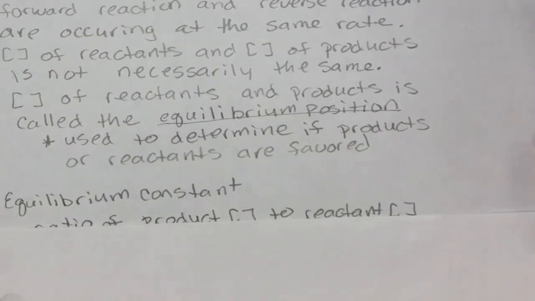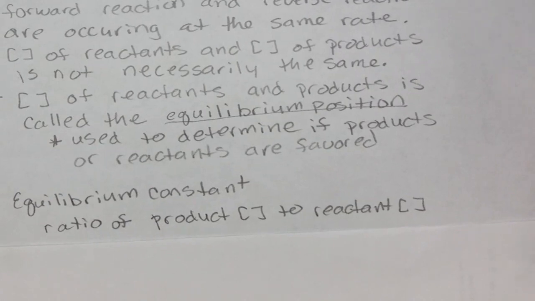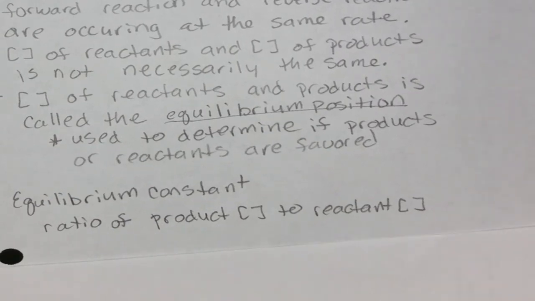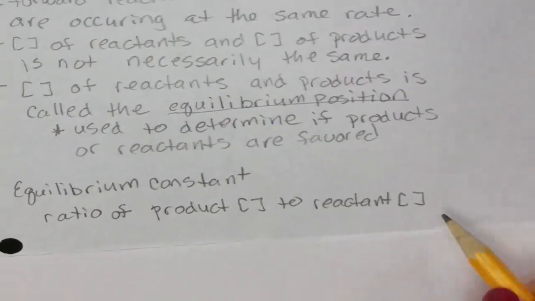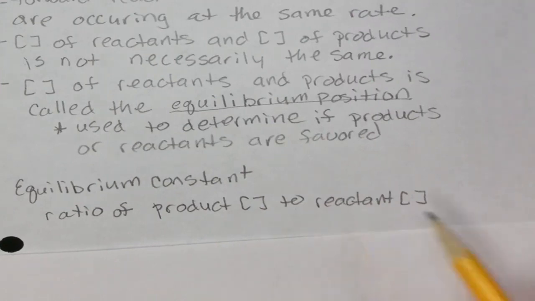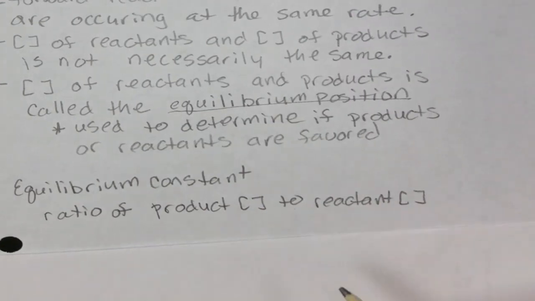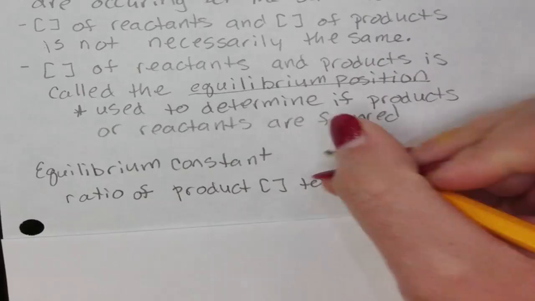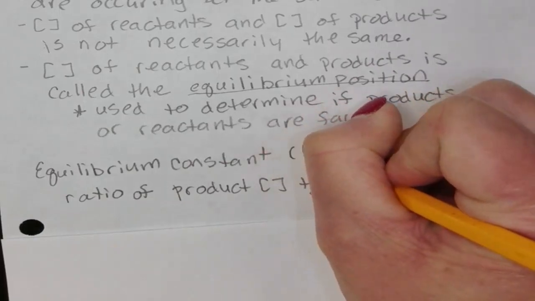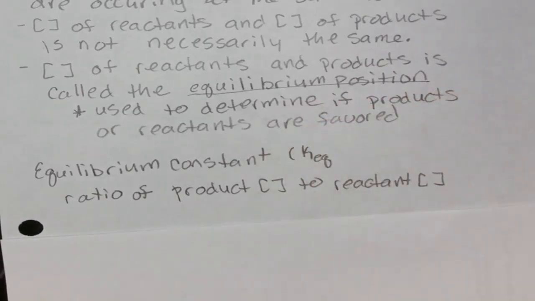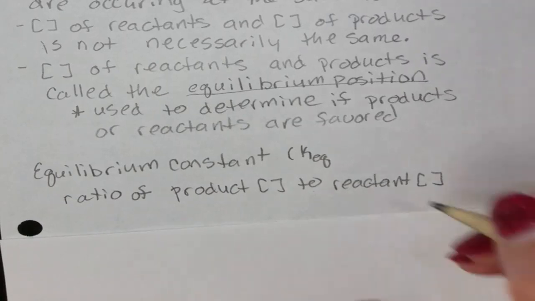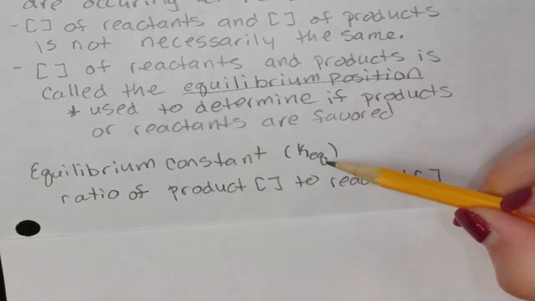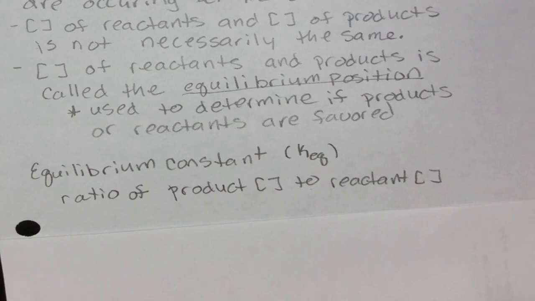So at equilibrium, the constant is going to be our ratio of product concentration to reactant concentration. Now when we talk about our equilibrium constant, that is K subscript EQ, KEQ. Now, KEQ is our general equilibrium constant.